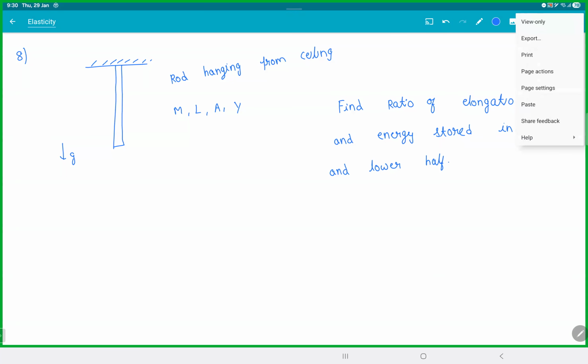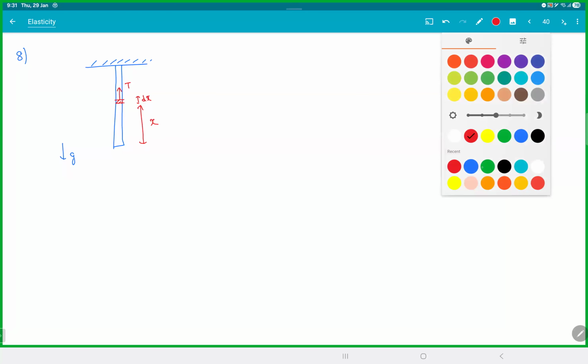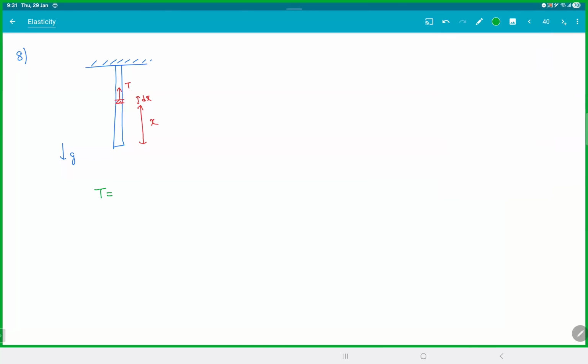Let's find the tension. The tension in the rod is because of the weight which is hanging below you. At a distance x from the bottom, take a thin slice dx. At this position, the tension T will be due to the weight of the rod hanging below this. So tension T will be the weight of the rod up to x.